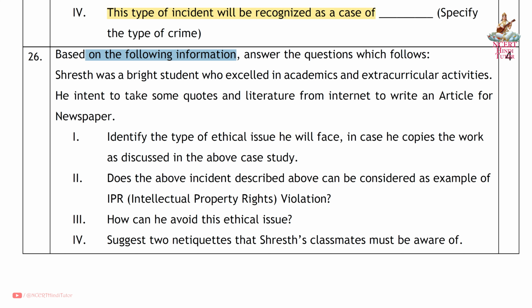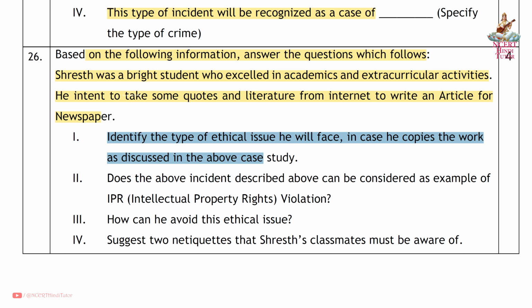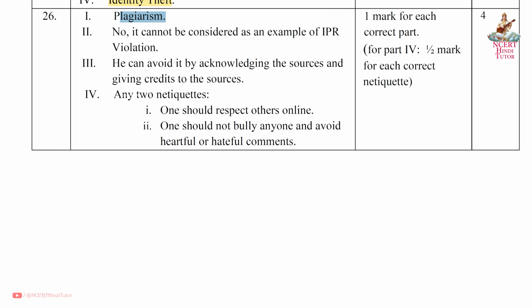Question 26. Based on the following information, answer the questions which follow. Shresht was a bright student who excelled in academics and extracurricular activities. He intended to take some course and literature from the internet to write an article for a newspaper. First, identify the type of ethical issue he will face in case he copies the work as discussed in the above case study. Answer: plagiarism.